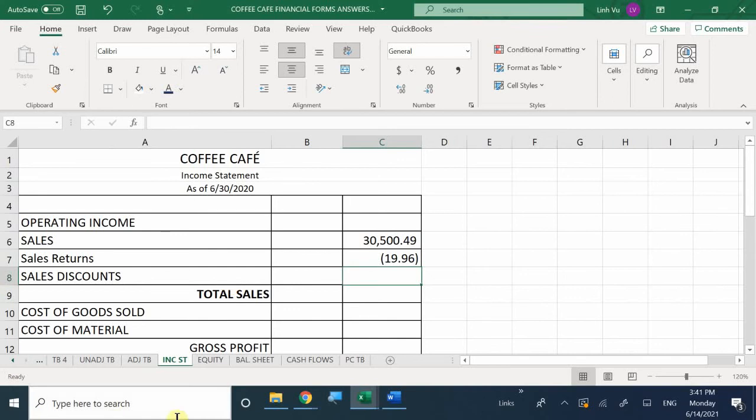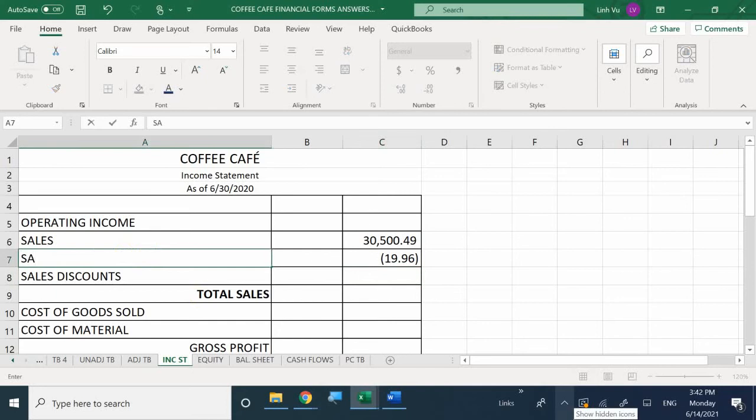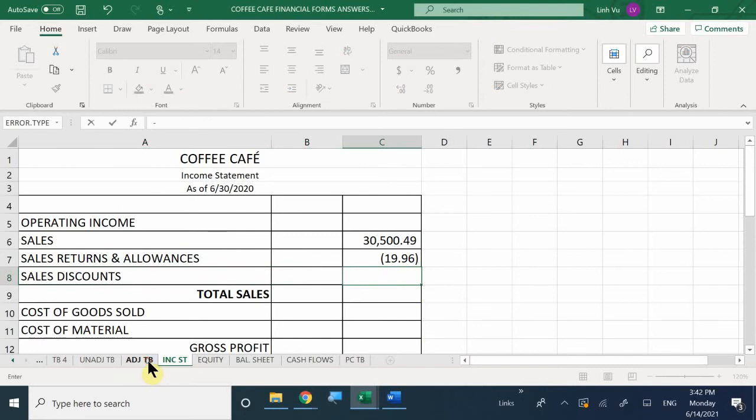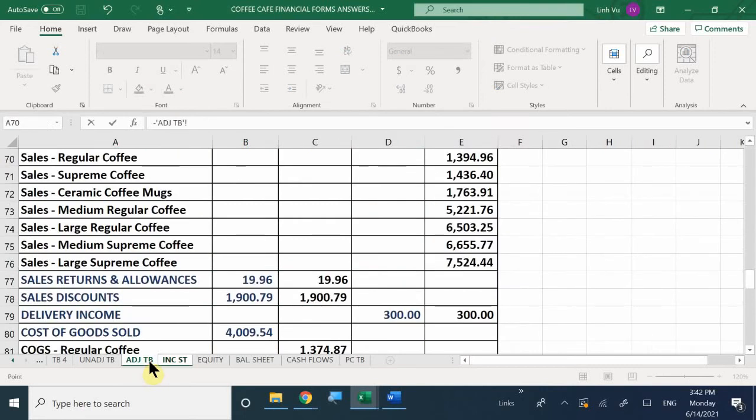That's right, because when we do sales, this is what counters against it. What about my sales discount? I'm actually going to change my account name. It's supposed to be sales returns and allowances. Okay. And what about my sales discount? What was my total amount of sales discount? $1,979.